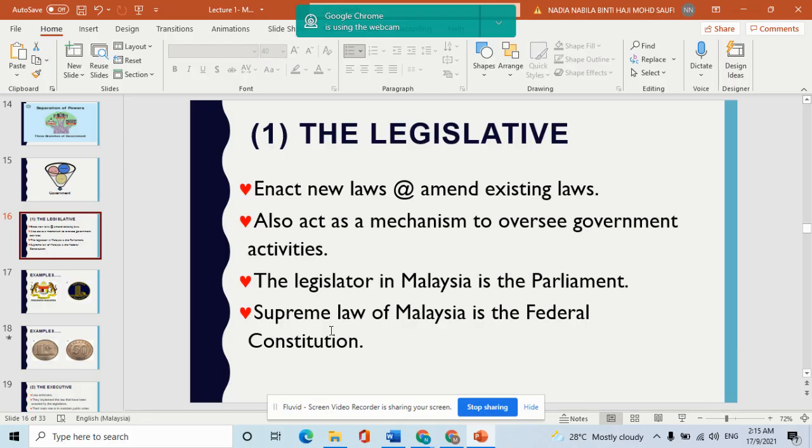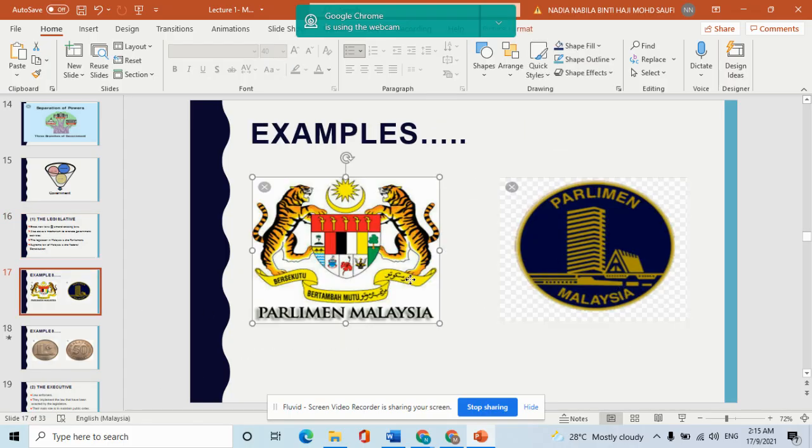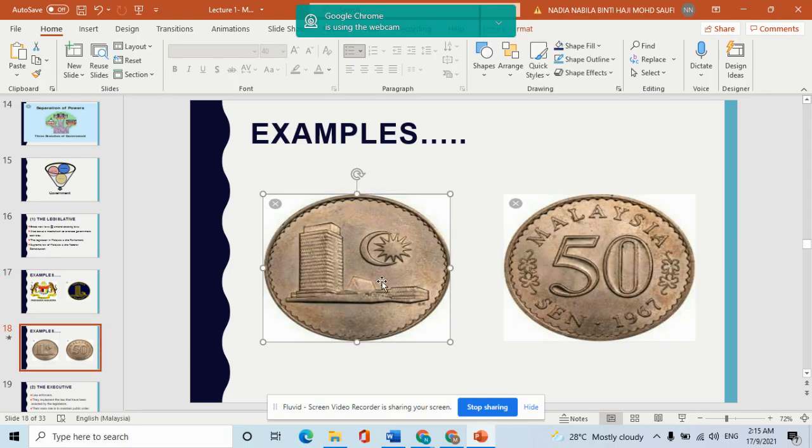The supreme law of Malaysia is the federal constitution. Whatever law is drafted or which you propose to draft must be in accordance with the federal constitution. It cannot be in conflict with the federal constitution. So this is the picture of our parliament. If you notice the picture, our parliament is on the 50-cent note. This is the parliament.